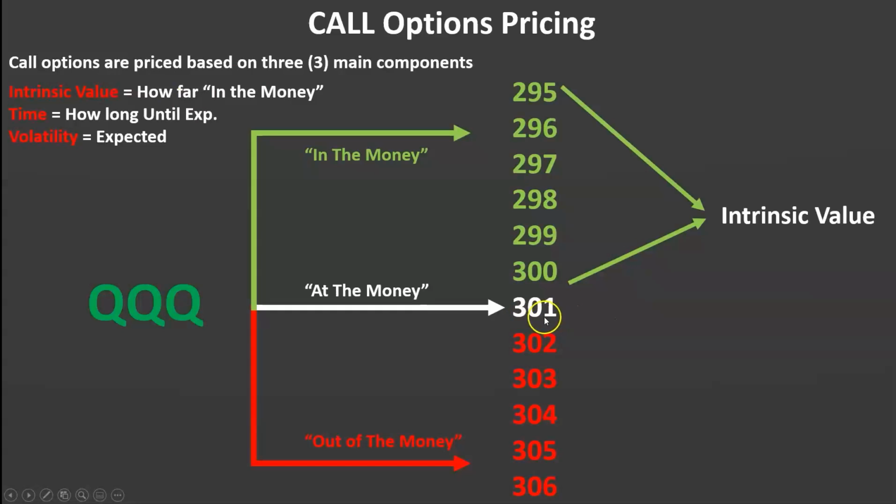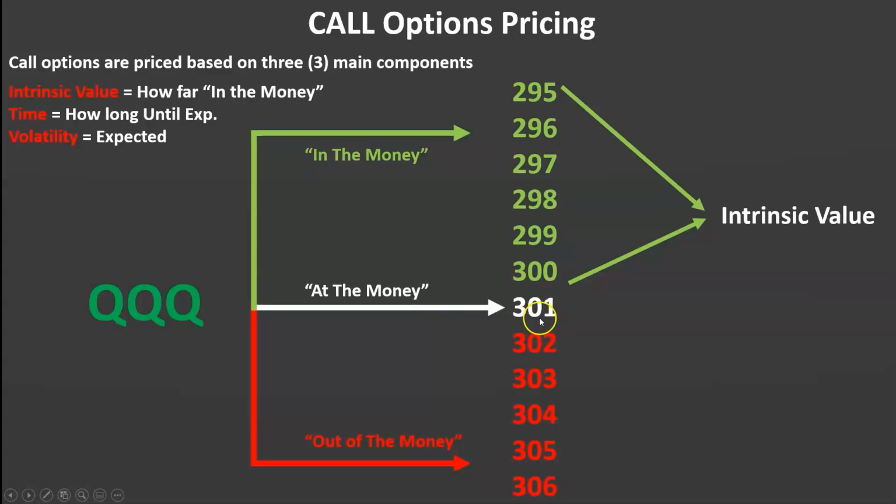Whereas at $301.10, where QQQ is currently trading, if I bought the right to buy QQQ at $305, that right is very, very cheap. Why? Because I can buy it right now in the open market at $301.10. Why in the world would I ever want the right to buy it at $305? Let me explain.